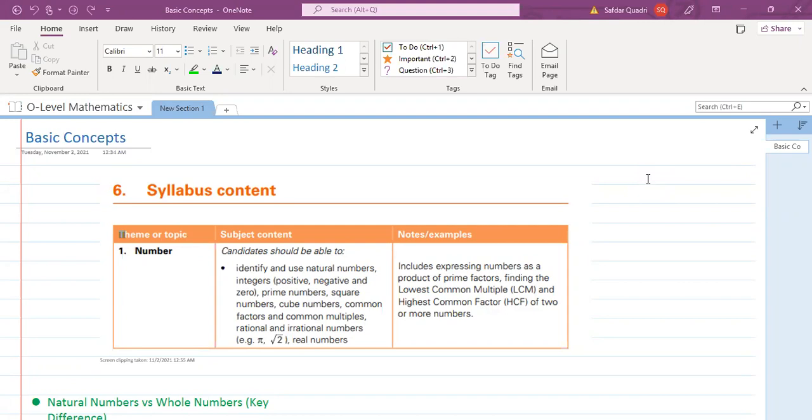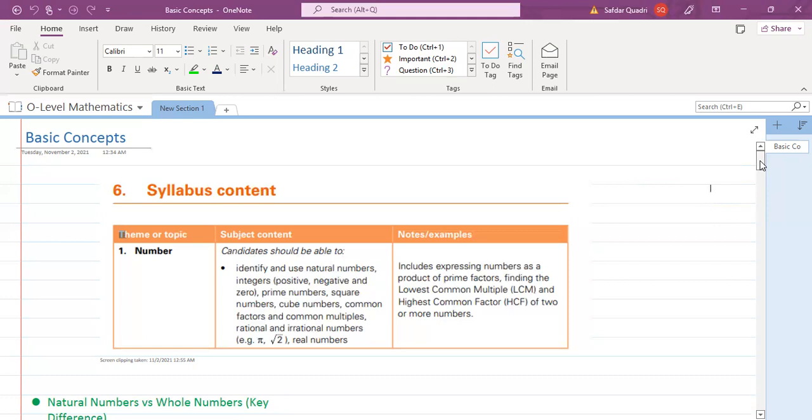topic, which includes knowing natural numbers, integers, prime numbers, square numbers, cube numbers, common factors, common multiples, rational and irrational numbers, and real numbers. These are the kind of things which you study at a very early level of your education. But by the time you reach your O levels and higher education, you forget some of these topics, which are really crucial in securing a good grade in your first paper.